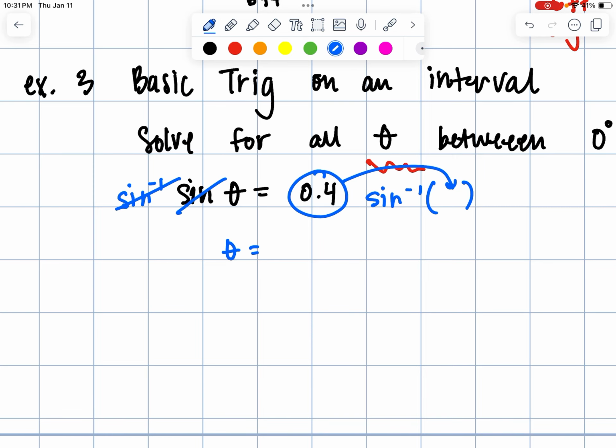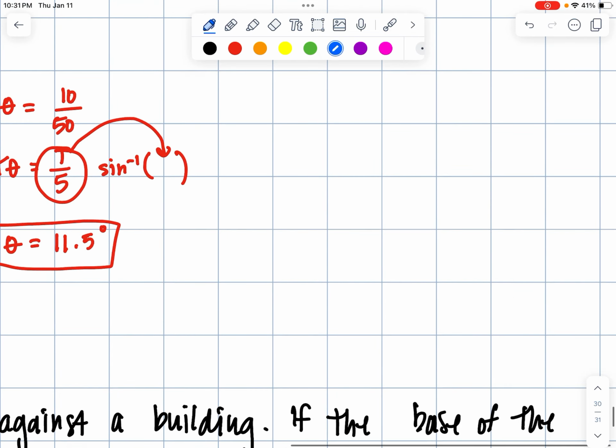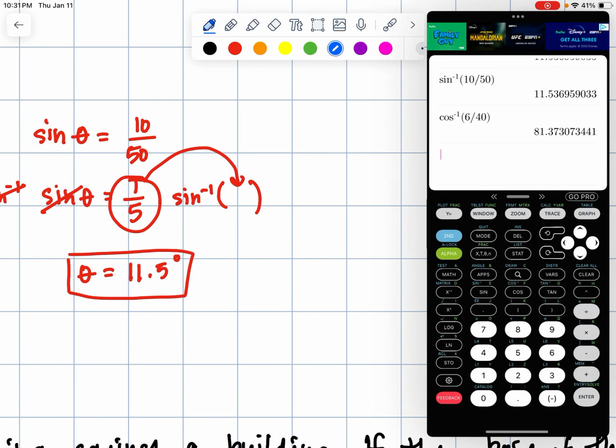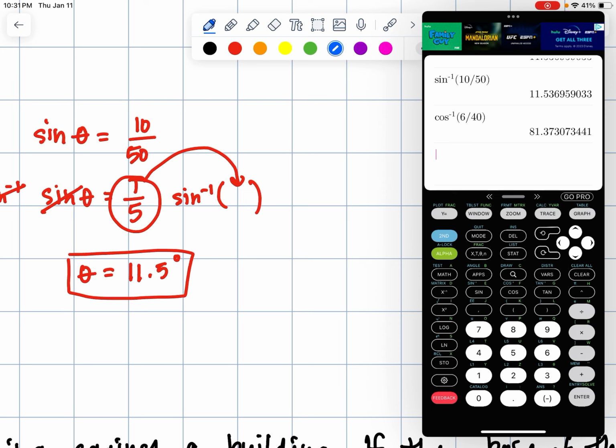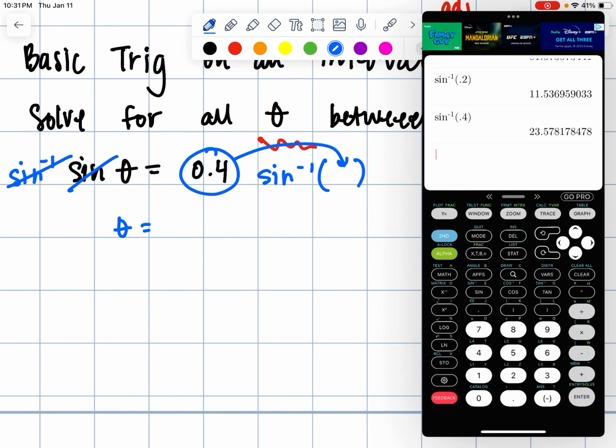We would have theta is equal to, and the reason why this works, since it's a decimal, is if you really think about this, 1/5 can also be written as a decimal. 1/5 is 0.2. If you put 0.2 in here, you will see that it will actually work. Watch, inverse sine 0.2, close parentheses, and you get that same 11.5 that we got in our first problem. So you could see that it works. So in this particular case, we're going to be doing inverse sine of 0.4, close the parentheses, and we get 23.57.